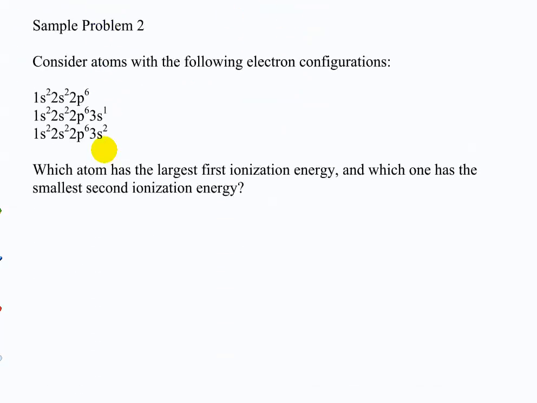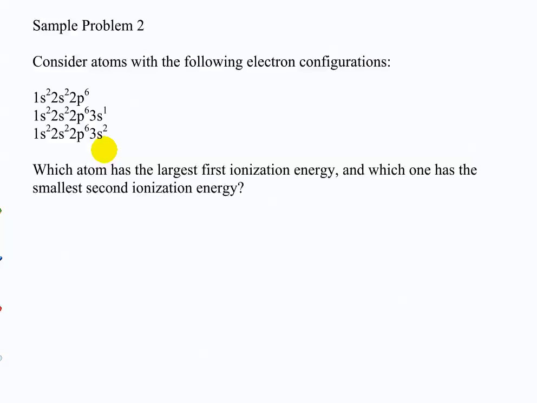All right, next one. Here are 3 atoms. We don't have to say what they are, but what are they? Neon, sodium, and magnesium. Right. Okay. We'll do these separately. Which atom has the largest first ionization energy? The largest first ionization energy.